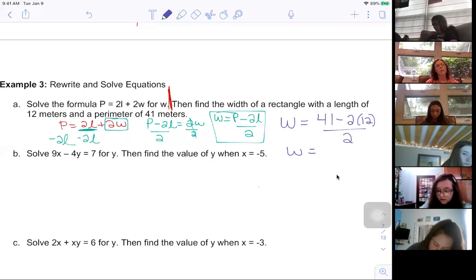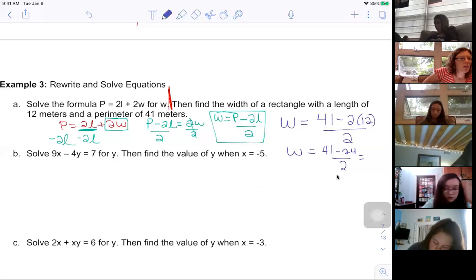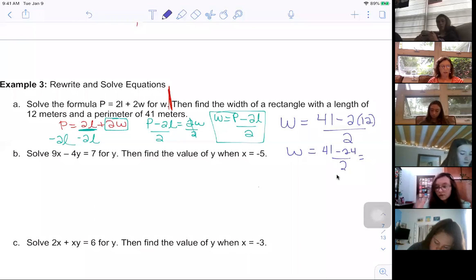This is just a different way of solving for the width. Usually we're thinking about perimeter. Perimeter is 2 times the length plus 2 times the width. But we can also think about it as solving for the width instead of focusing on the perimeter. So 41 minus 24, divided by 2. Anybody know what the width would be equal to? Don't forget your label.